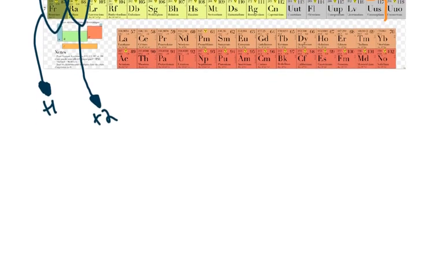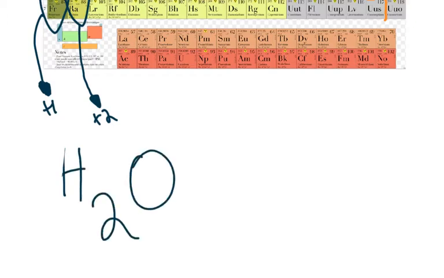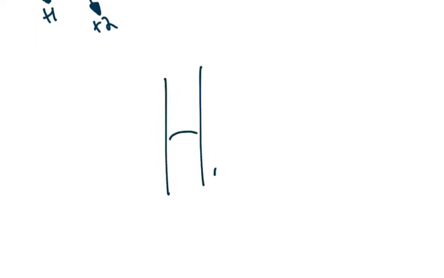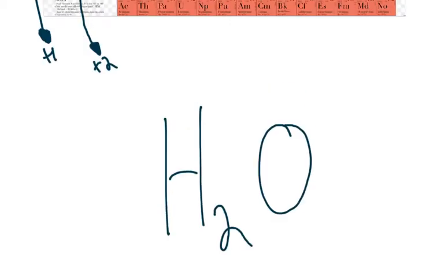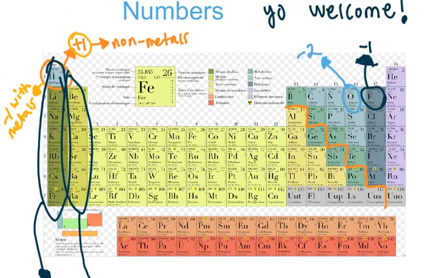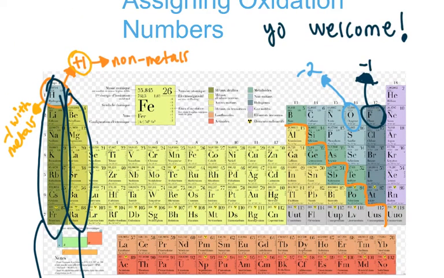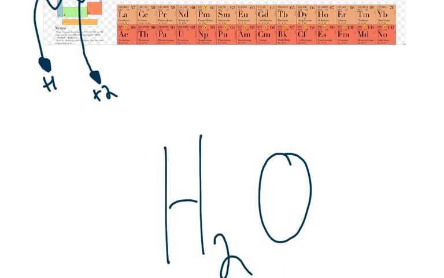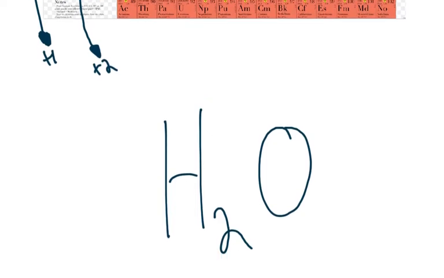Let's work out our first example, our classic water. Let's scroll down since we have more room, and write down water. Now let's scroll back up and look at hydrogen. With nonmetals, hydrogen's usually going to have a +1 oxidation number, and with metals, hydrogen's usually going to have a -1 oxidation number. Oxygen, which is bound to the hydrogens, is a nonmetal. So hydrogen in this case is going to have a +1 oxidation number.